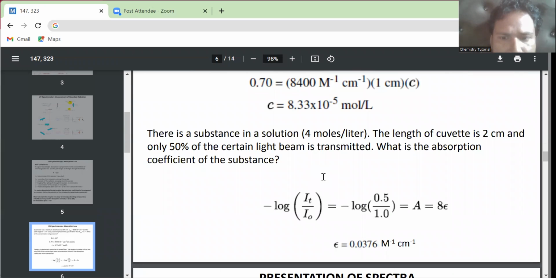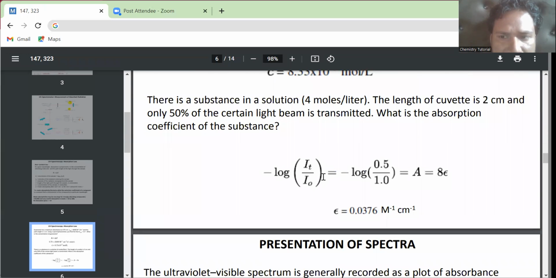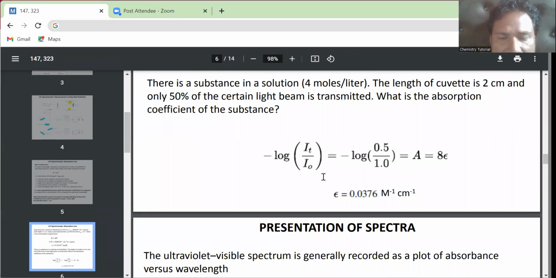And if you want to find sigma, then there is a formula: A equals minus log of I_T upon I0. You can see that 50% transmission means 0.5, and 1.0 is the I0. So A equals sigma C L, and you can find the sigma value. First of all you should read this formula, and here the absorption coefficient is asked. By applying this formula you can find sigma.